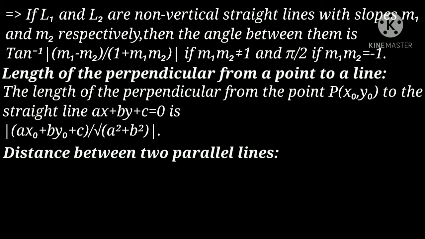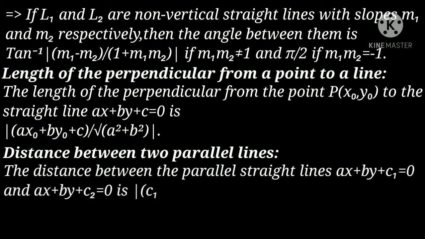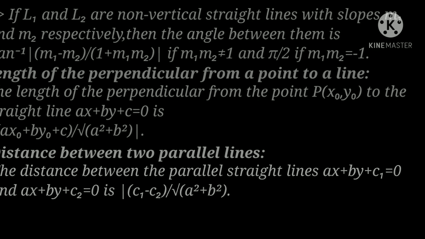The distance between two parallel lines. The distance between the parallel straight lines ax + by + c1 = 0 and ax + by + c2 = 0 is mod of (c1 - c2) by square root of (a square plus b square).